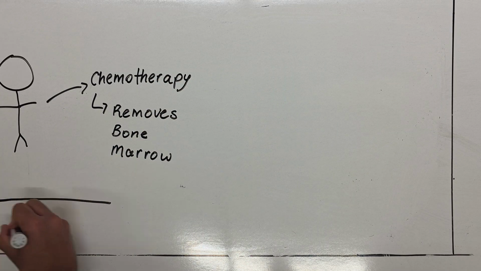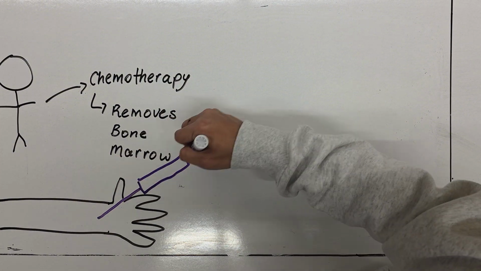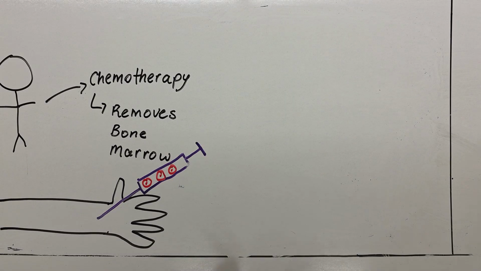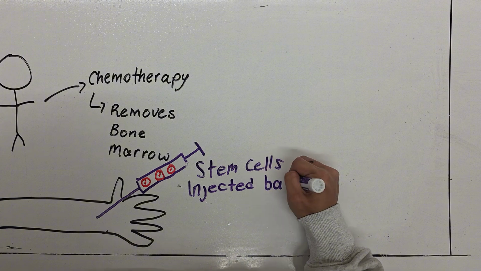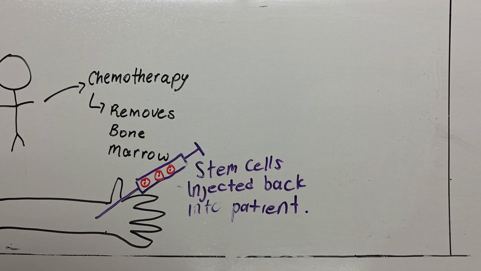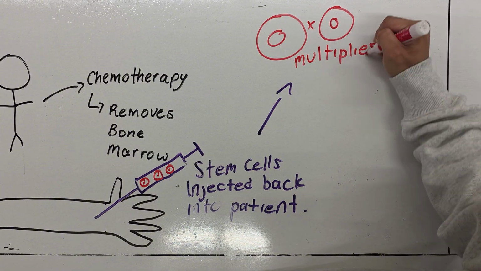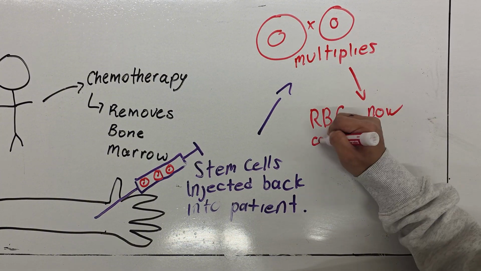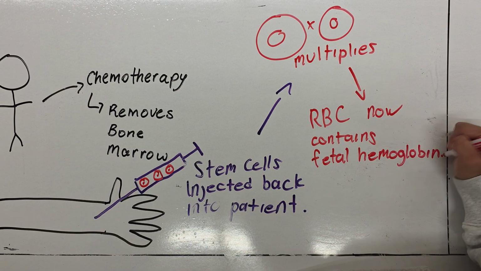Now, before the edited cells are returned, the patient undergoes chemotherapy to clear out existing bone marrow cells and make space for the new ones. Then, the edited stem cells are injected back into the bloodstream. These cells travel to the bone marrow and begin to multiply, and over time they produce red blood cells that contain functional hemoglobin, often increasing fetal hemoglobin levels. This reduces the formation of sickle-shaped cells, improving blood flow and decreasing symptoms. As a result, patients experience fewer pain crises and a significant improvement in quality of life.